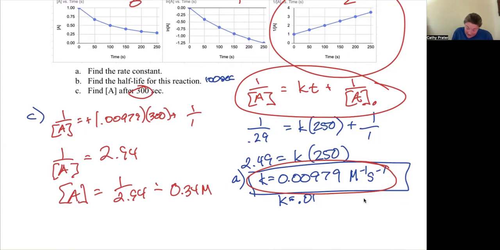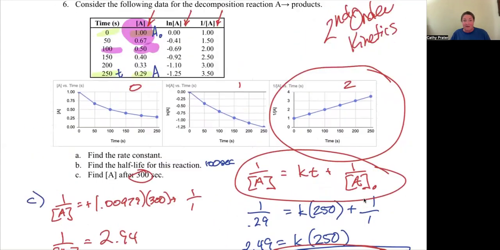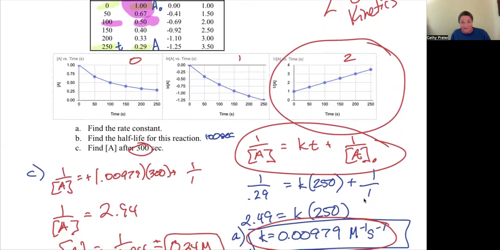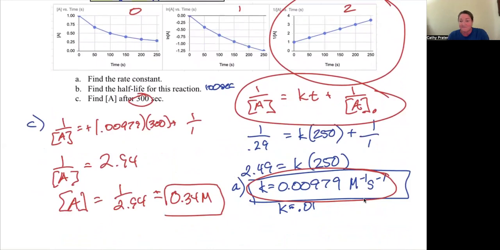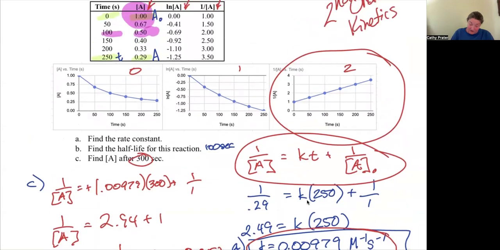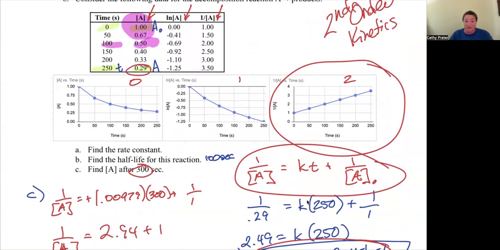0.34 molar. I can look back up at my data and see if that makes sense. That does not make sense. Correcting that, I forgot to add the 1 in here, so it should be 1 over 3.94, which gives me the concentration of A equaling 0.253 molar, which does make sense because it's lower than my 0.29.